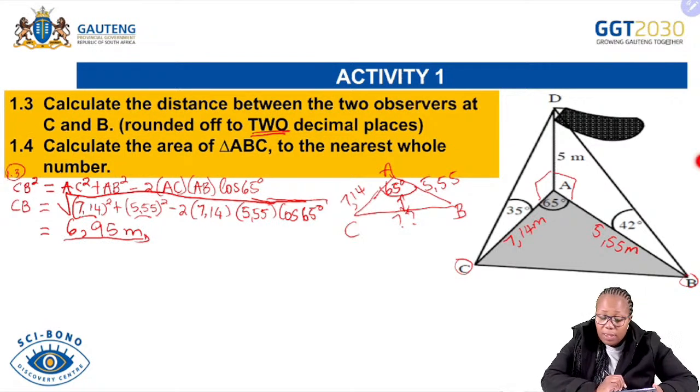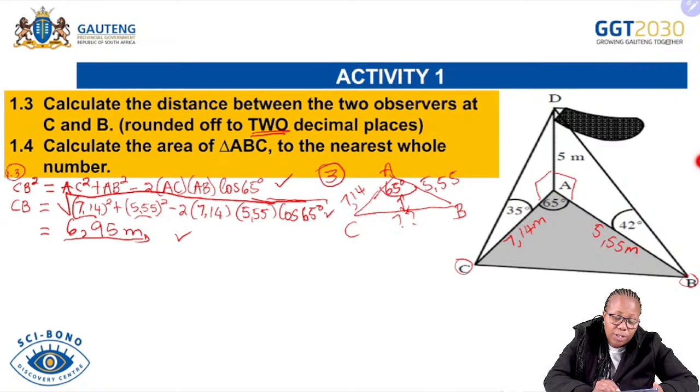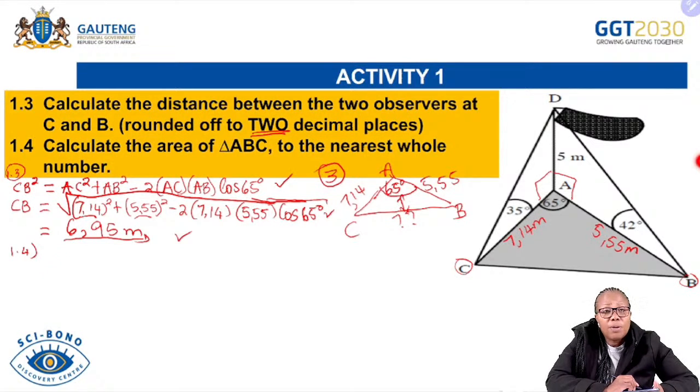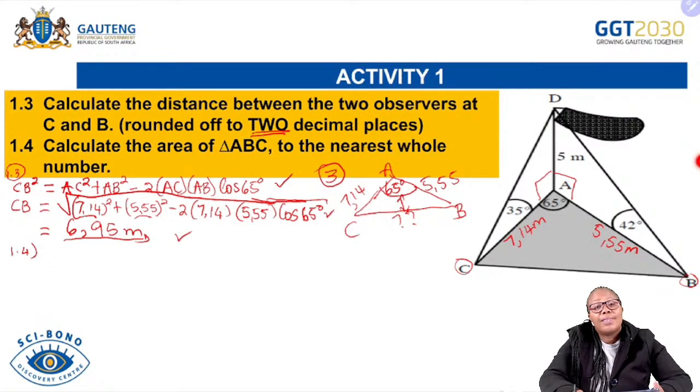Okay. And then now the mark allocation is for selecting the cosine rule, for substituting and the final answer. Therefore, 1.3 will be worth 3 marks, grade 12. And then let's look at 1.4. In 1.4, you were expected to calculate the area of triangle ABC to the nearest whole number.